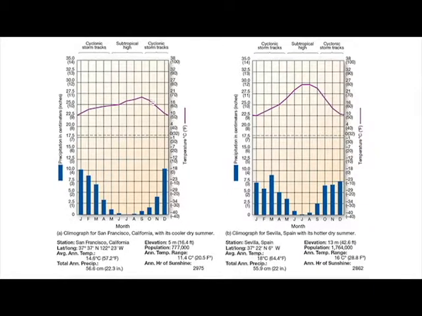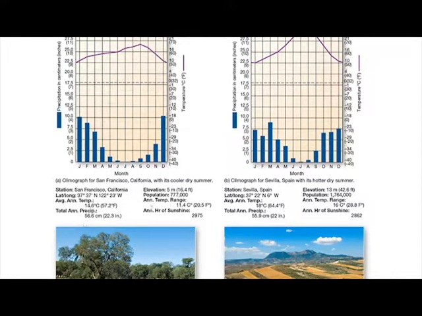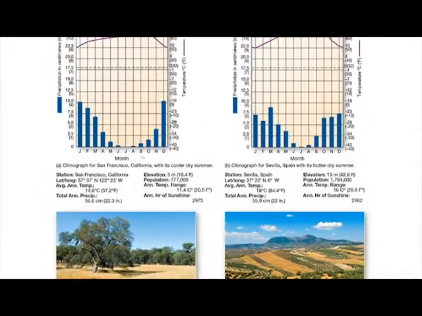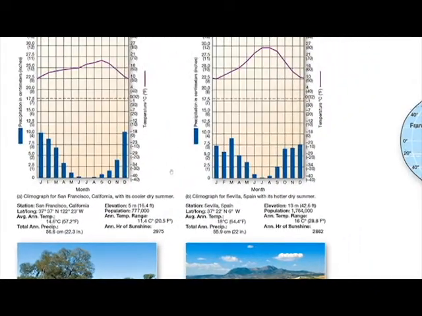And look what happened temperature-wise. The temperature range in this area is only about 20 degrees Fahrenheit. That means the difference between summer and winter. The same thing here in Sevilla, where you have 28 degrees. Look at vegetation, very sparse trees, not much dense vegetation because no precipitation happens in the summer.